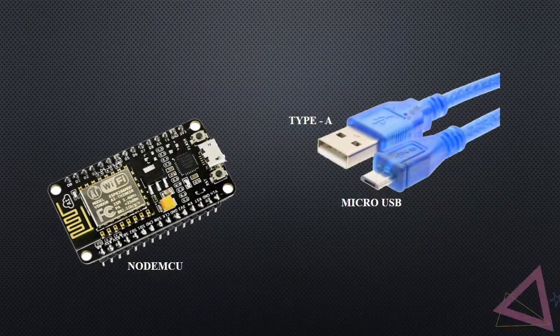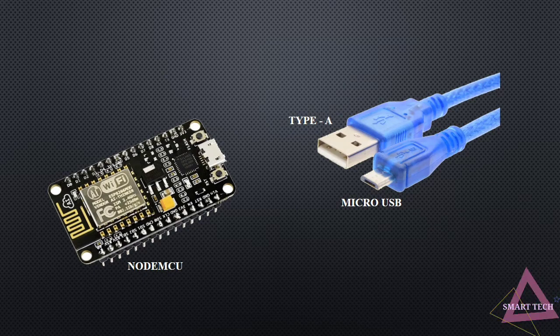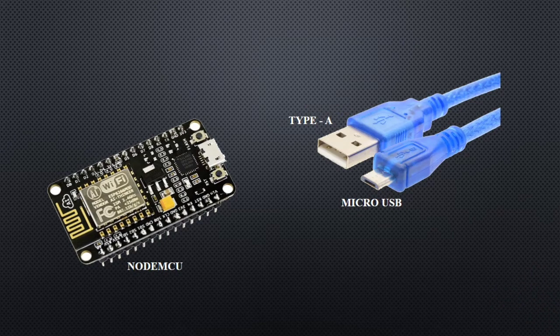So to connect Nodemcu, we need a USB cable. One end of the USB cable is a type A connector and the other end is micro USB. Dear friends, if you have an older Nodemcu, please make sure you have the appropriate cable and the appropriate connector on the Nodemcu board, because the older versions had a different connector, while the newer version has a micro USB connector. So please take care of this and connect your Nodemcu with your laptop or desktop and start the Arduino IDE.